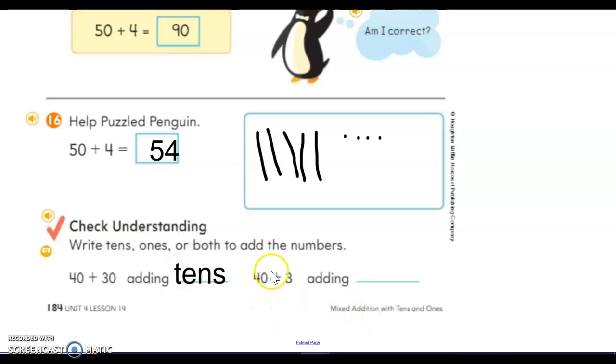So in this line right here, you're going to write the word tens. All right, let's look at 40 plus 3. Okay, are we adding tens, ones, or both? Well, we know from over here, we just decided that this is 4 tens and plus 3. So just 3 by itself. Yep, those are ones. So we're actually adding both. So on this line, you're going to write both.